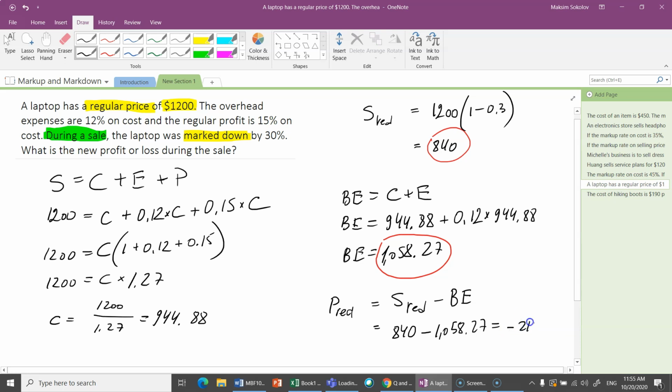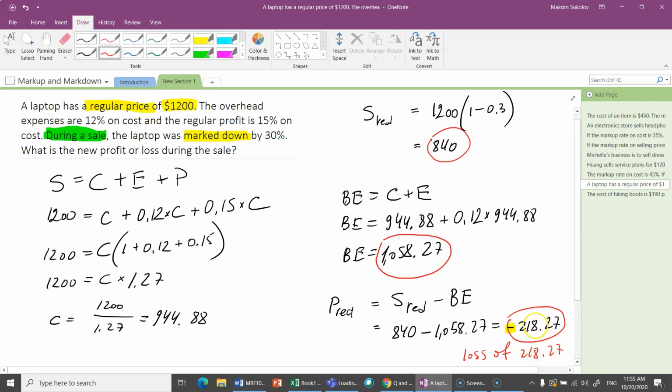Minus 218.27. We have here minus, and this means that we're talking here about loss of 218.27. In other words, when the laptop is on sale, we know that the company experiences a loss of $218.27.